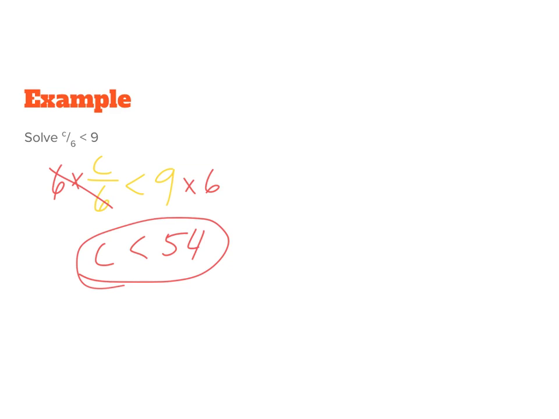Since c is being divided by 6, you need to multiply the left side by 6 to get rid of that. If you multiply the left by 6, you have to multiply the right by 6 as well. On the left, the 6's cancel out, leaving just c. The less than inequality stays the same. On the right, we do 9 times 6, which gives us 54. So our final answer would be c is less than 54.